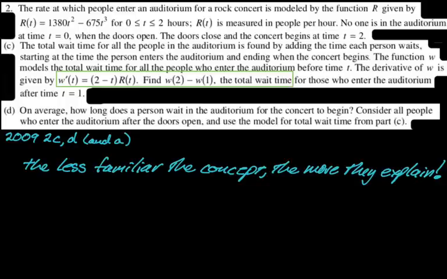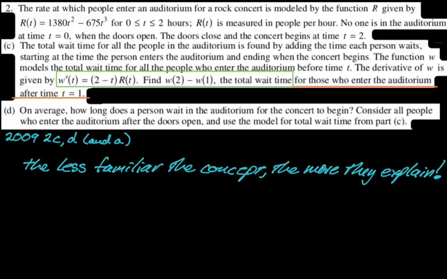And then when they ask you to find w of 2 minus w of 1, they tell you it is the total wait time for those who entered the auditorium after t equals 1. Okay, so now the question in D is, on average, how long does a person wait in the auditorium for the concert to begin? Consider all the people who entered the auditorium, which is actually the answer to part A if you did the whole problem, and use the model for wait time from part C.